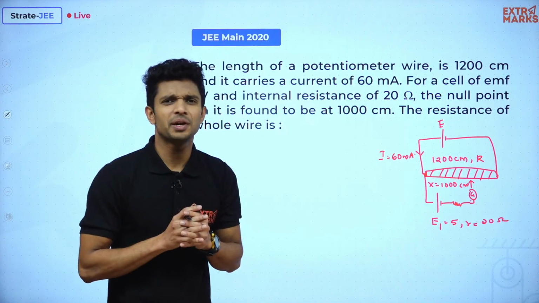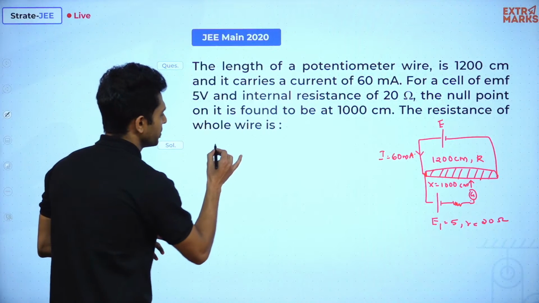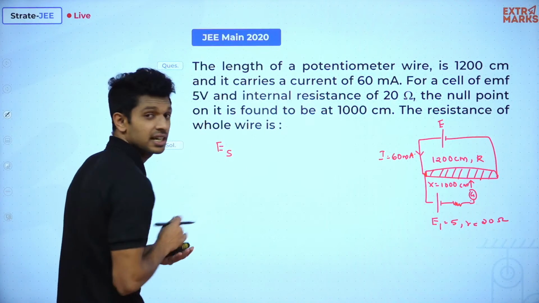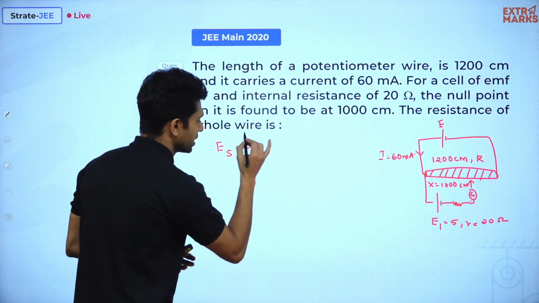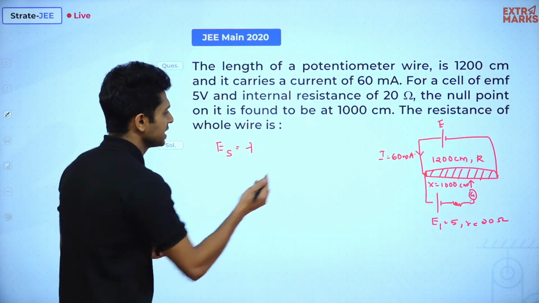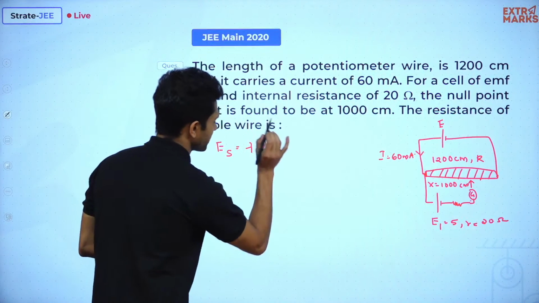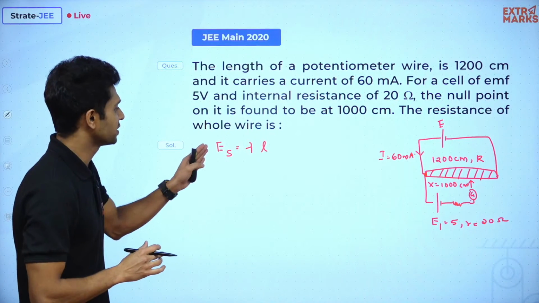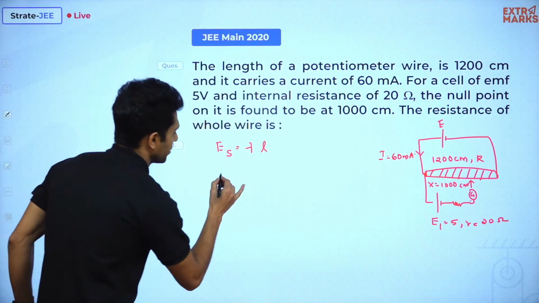Tell me, what is the simple basic equation we have to use over here? We simply have to use: EMF in the secondary circuit is equal to lambda, the potential gradient, into the length. What length? The null point length. Let's start substituting the values. EMF in the secondary circuit is 5.